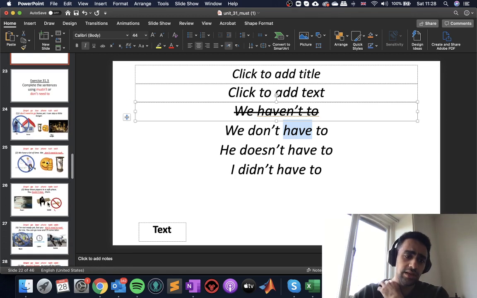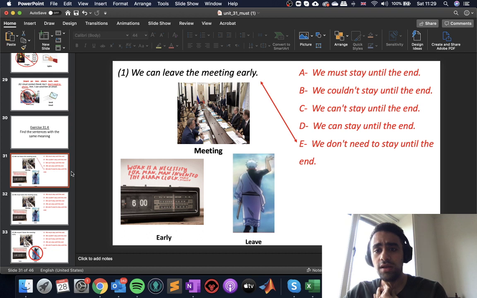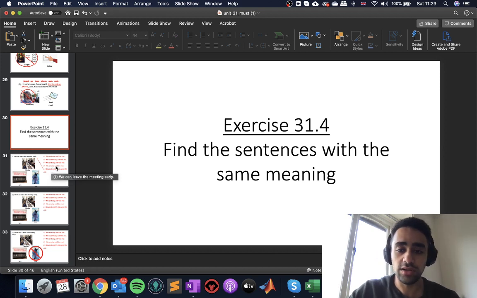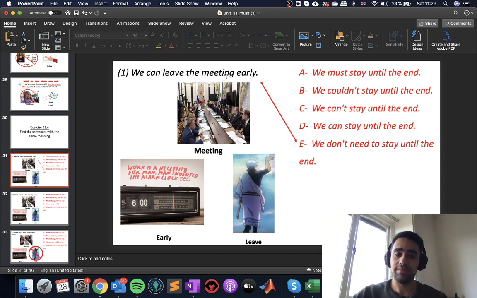So I will go to exercise 31.4, and please ask if you have any more questions. So we have a list of sentences and then we want to match the sentences with the same meaning. So here, number one, we can leave the meeting early. So we must stay until the end, we couldn't stay until the end, we can't stay until the end, we can stay until the end, we don't need to stay until the end.